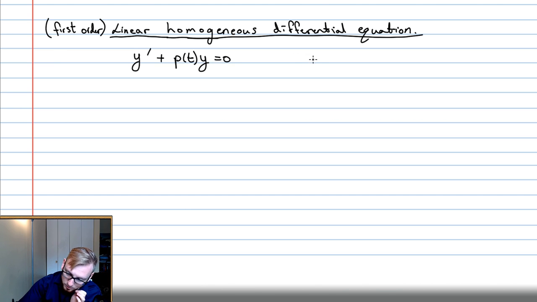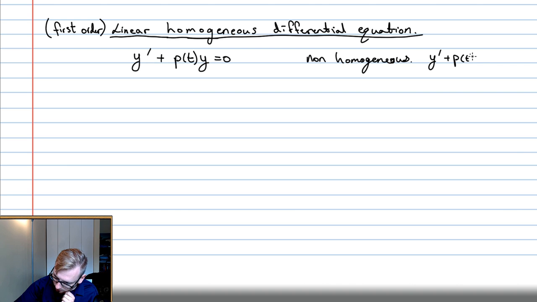If we want non-homogeneous, that is when it equals some other function. We'll call it g. So like y prime plus some function times y equals g of t. And that's okay. We're going to start with just the homogeneous one.